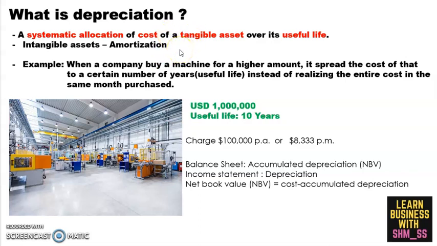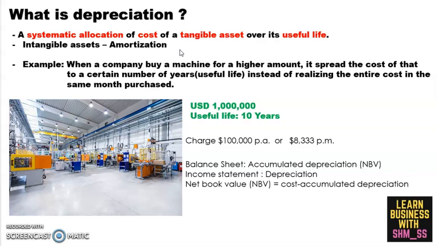And there is a picture I have shown you in the slides, which is a set of machineries that have been bought by a factory. It's just an example. Let's say these machineries are bought for $1 million USD, and the useful life of those machineries is 10 years, and the company may charge 100,000 per annum as a depreciation and write it off, or they can charge 8,333 per month and write it off from the income statement and show the net effect in the balance sheet as net book value.